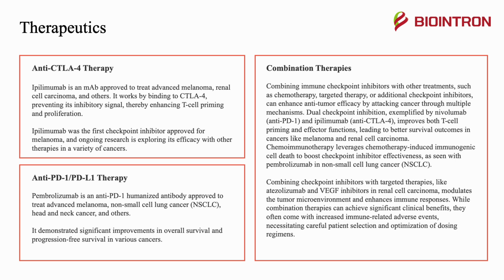Chemoimmunotherapy leverages chemotherapy-induced immunogenic cell death to boost checkpoint inhibitor effectiveness, as seen with pembrolizumab in non-small cell lung cancer. Combining checkpoint inhibitors with targeted therapies, like atezolizumab and VEGF inhibitors in renal cell carcinoma, modulates the tumor microenvironment and enhances immune responses. While combination therapies can achieve significant clinical benefits, they often come with increased immune-related adverse events, necessitating careful patient selection and optimizing of dosing regimens.